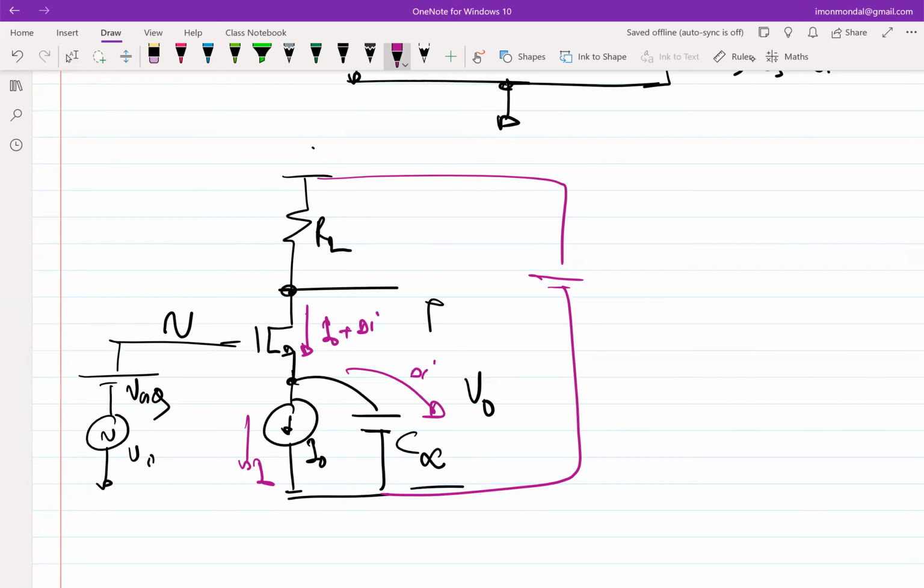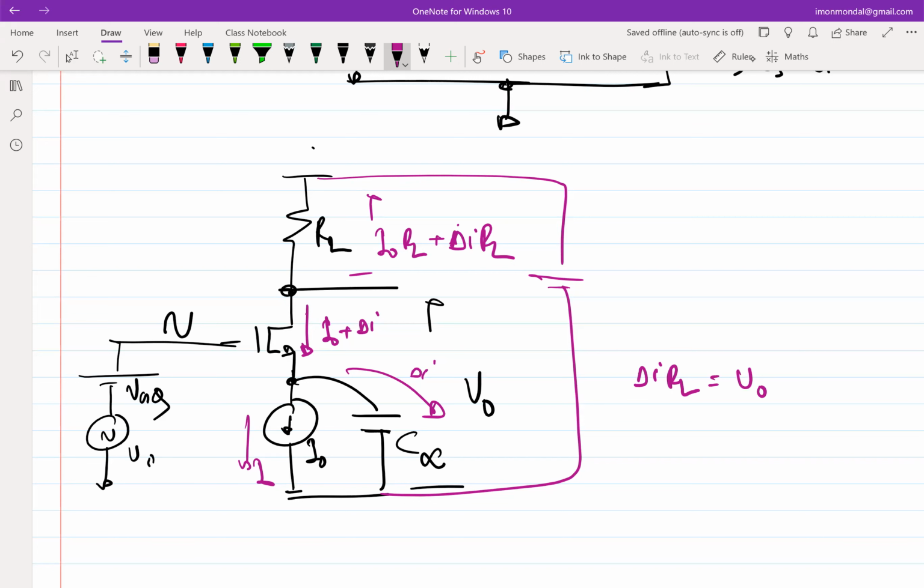And since delta I is flowing there, I can as well say that this is a battery. So you will have I naught times RL drop, which is the quiescent, plus delta I times RL drop, which is the incremental. And if you observe the voltage across the resistance, or incrementally the voltage across the transistor, you will get the voltage to be delta I times RL. This will be V naught.